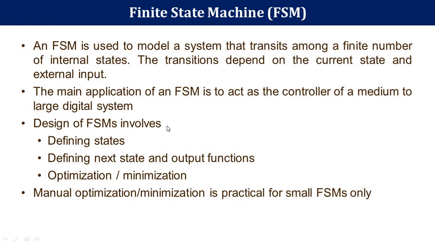Now, what does it consist of? A finite state machine consists of different states, meaning we define the states for the given circuit diagram. Then we define the next state and output function, meaning how the state machine transits from one state to another and what the output function will be at the end of those states. Third, it consists of optimization and minimization of these states so that we can achieve the different aspects of VLSI design.